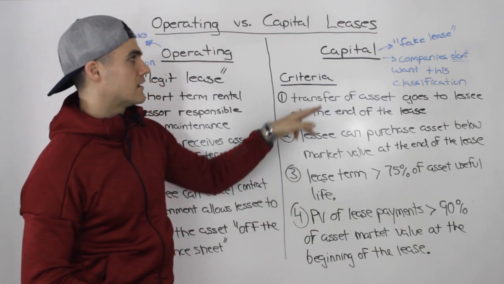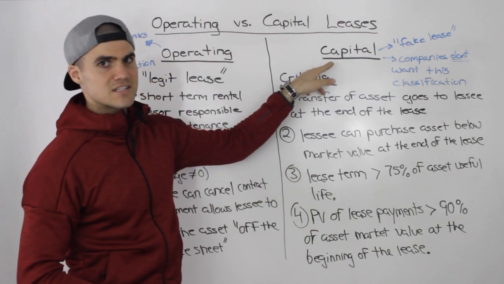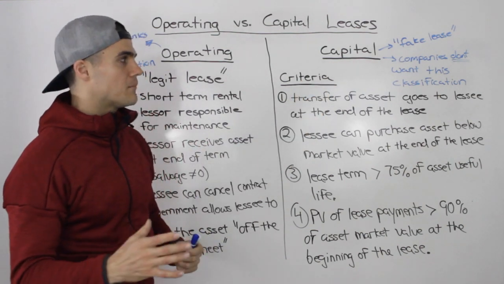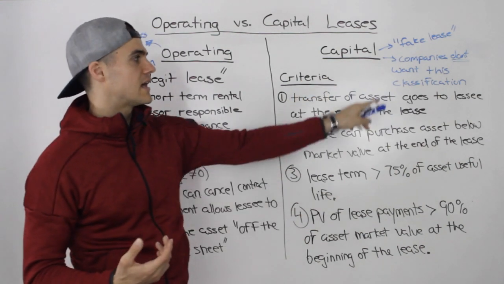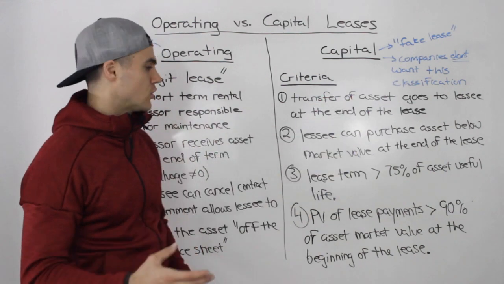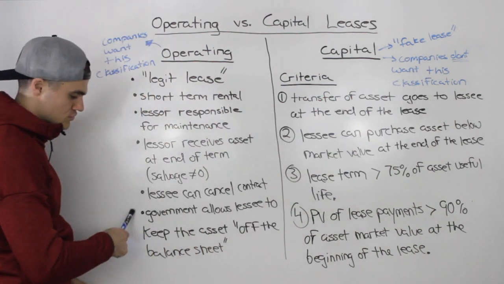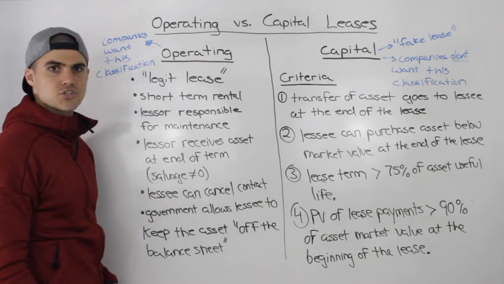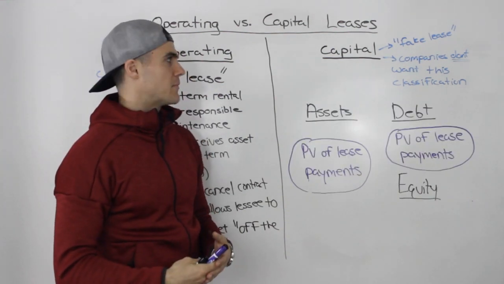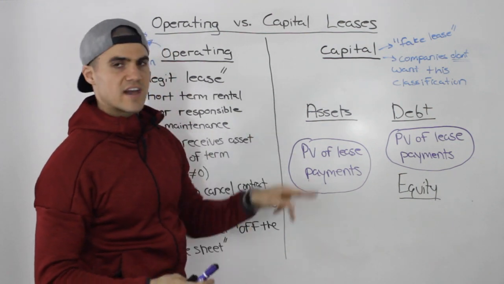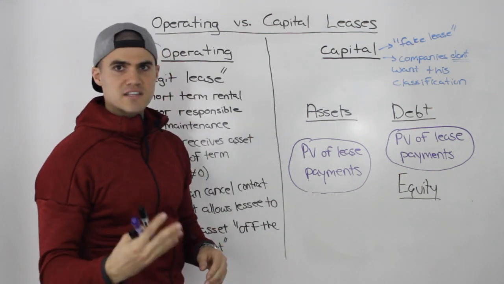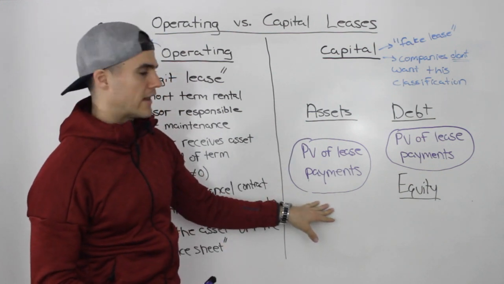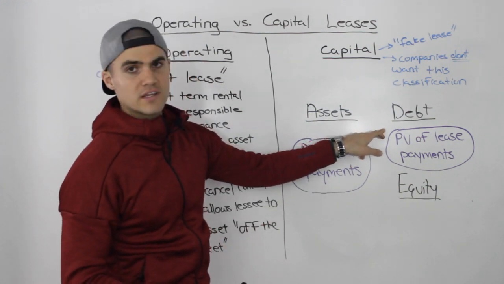If one of them is met, the government says you have to classify the lease as a capital or a financing lease, and companies and lessees don't want this classification. The reason they don't want it is because they lose the ability to keep the asset off the balance sheet. More specifically, what happens on the balance sheet if a lease is classified as a capital lease is the present value of the lease payments has to go under the assets on the balance sheet and under the debt.